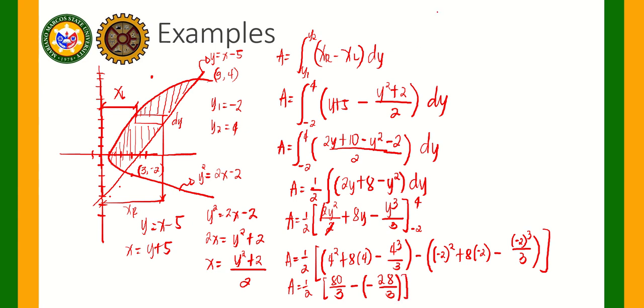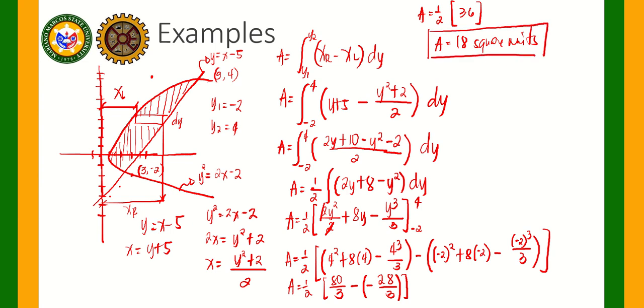Okay, so dito na natin ituloy. So, our area is equal to 1/2 times 80 over 3 plus 28 over 3. That is equal to 36. And 1/2 times 36, that is equal to 18 square units. So, that is the area between the two curves. So that is how you solve area between two curves using the vertical strip and horizontal strip.